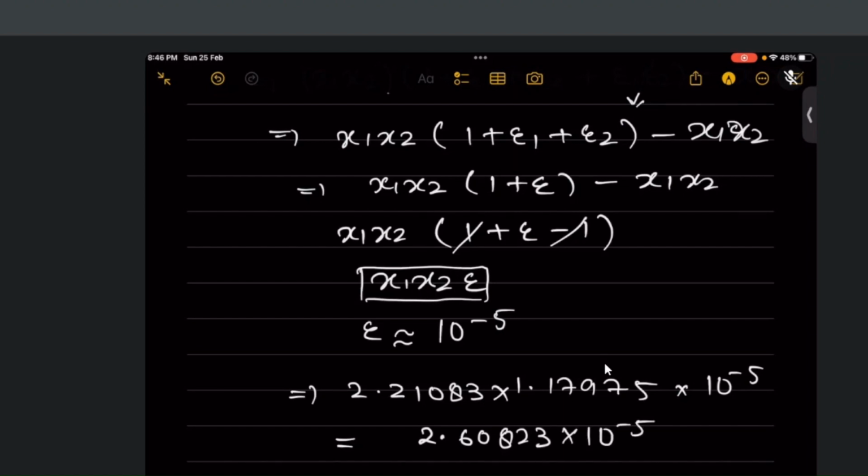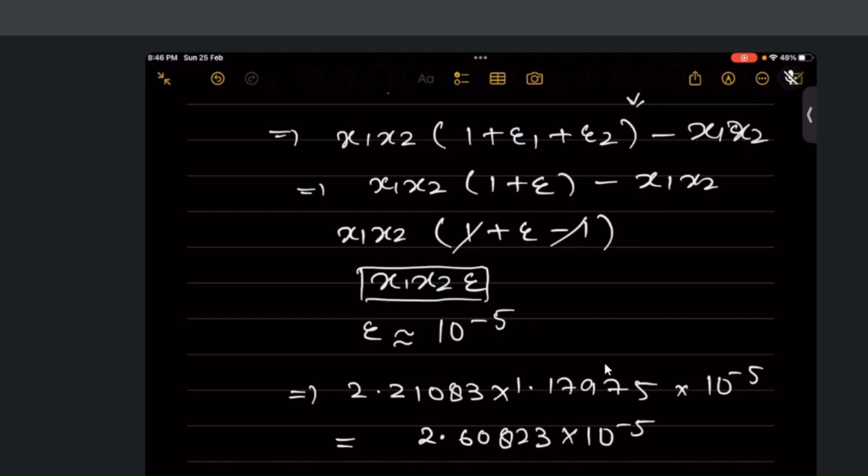This one is correct, ma'am. 2.608226. Wait a second. It is coming out to be a longer number, 2.60822669, right? Yes, ma'am. You can take it anything.